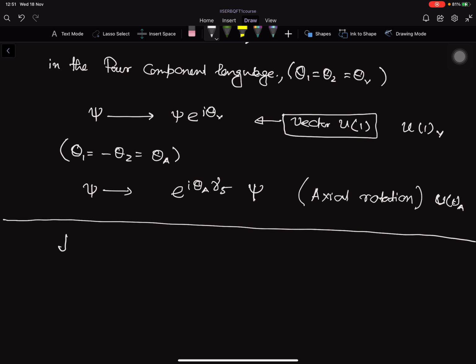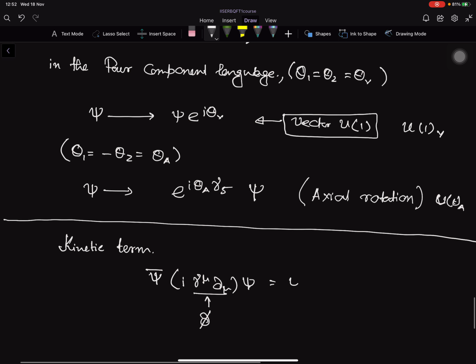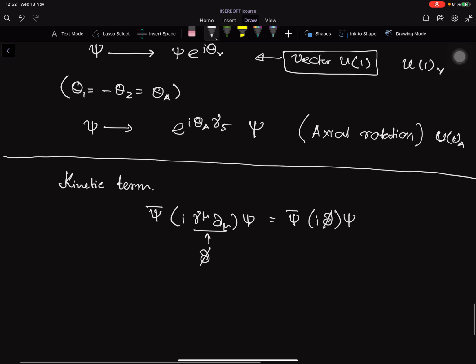Great. Now let's talk about the kinetic term. The kinetic term in the 4-component notation takes the simple form psi bar i gamma mu del mu psi, and this is often written as del slash psi. So this is the same as psi bar i del slash psi. This is the kinetic term.